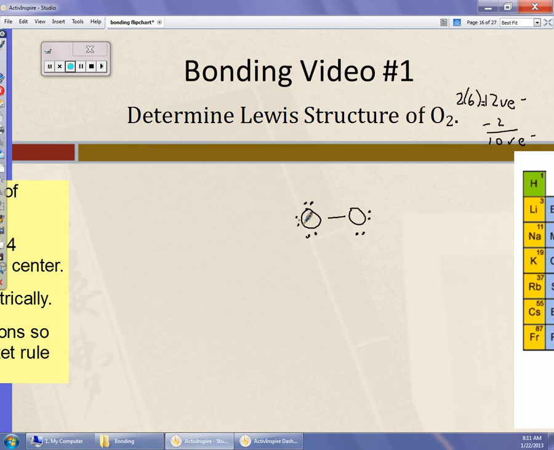Notice 1, 2, 3, 4, 5, 6 pairs or 12 electrons. This oxygen has an octet, but this one does not. This one has 1, 2, 3, 4, 5, 6 electrons. It does not have an octet. So we're short electrons. And as in life, if you don't have enough of something, you have to share. So these electrons here are going to move over, so that when we're done, we have this.